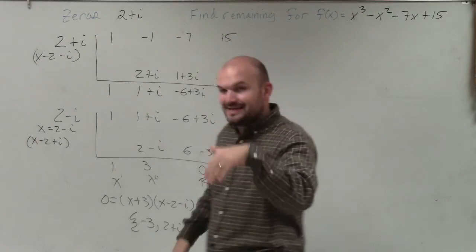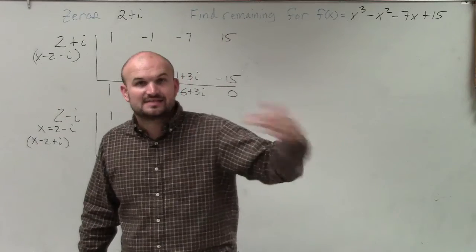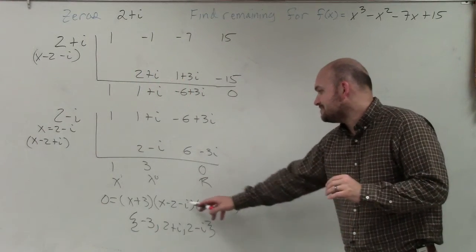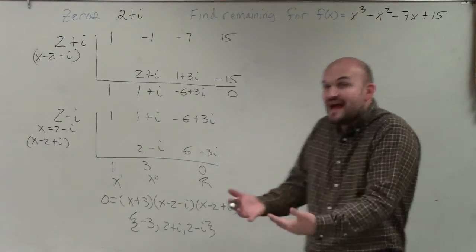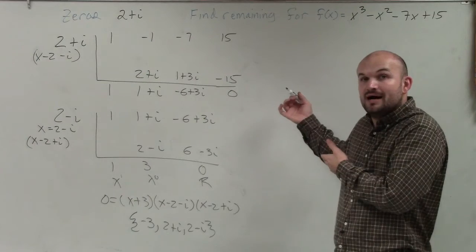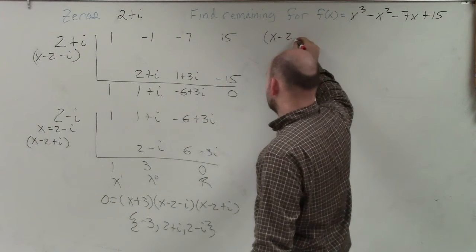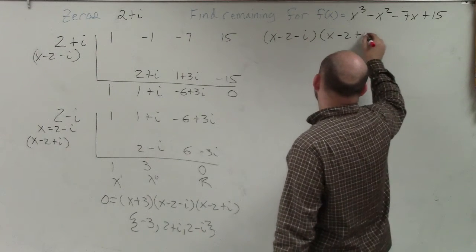Well, again, if 2 and 3 are both factors, and I multiply 2 times 3, that gives me 6. Well, 6 is also a factor. That means the product of x minus 2 minus i and x minus 2 plus i is going to produce another factor that I can divide into my polynomial. So what I'll do here is multiply these out. So I have x minus 2 minus i times x minus 2 plus i.